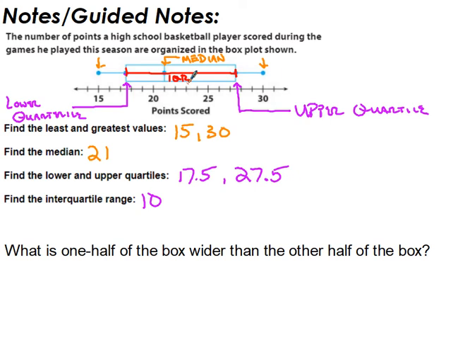Okay, so there's our median, our lower, and our upper quartiles. And then finally our interquartile range, also known as the IQR. That's a G, not a Q. There we go. That's better.